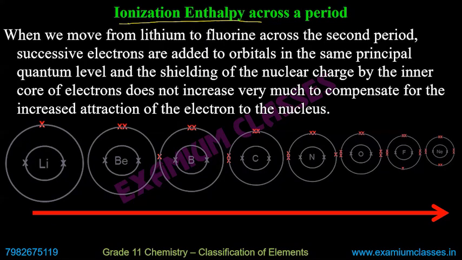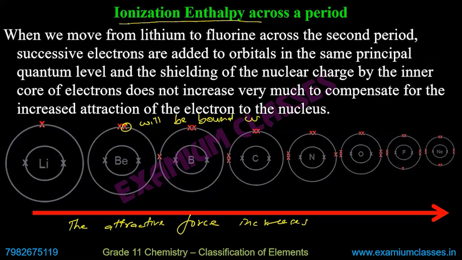Because force is increasing, the attractive force increases in this direction as shown by the arrow. So it means it will require more energy to remove the electron. For example, this electron will be bound with greater force by the nucleus. So it will require more energy to get removed.